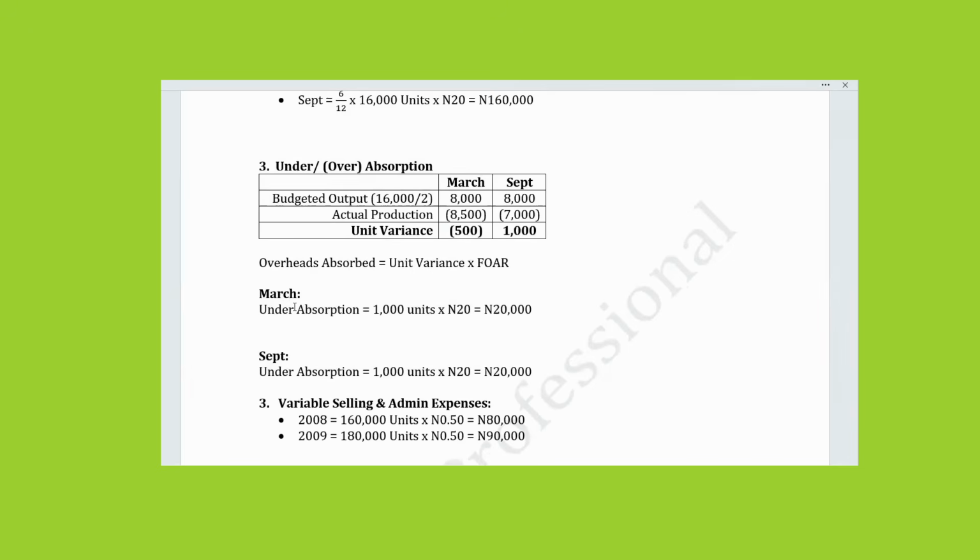March, we have over absorption, 500 units. Put it in brackets. Multiply by 20 naira. That will give us the 10,000 naira. That's over.